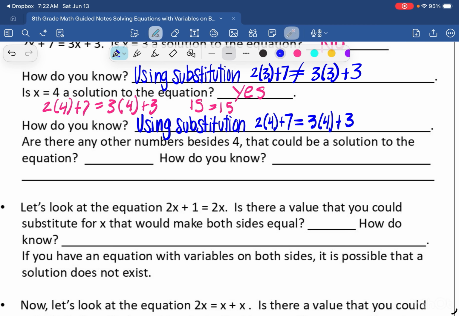Are there any other numbers besides 4 that could be a solution to the equation? The answer to that is no. No other number will give the same value on both sides.